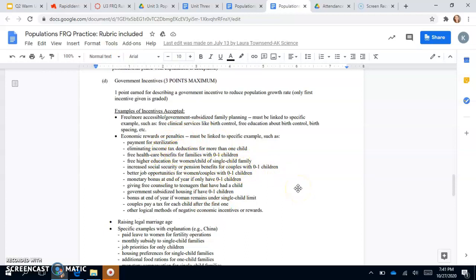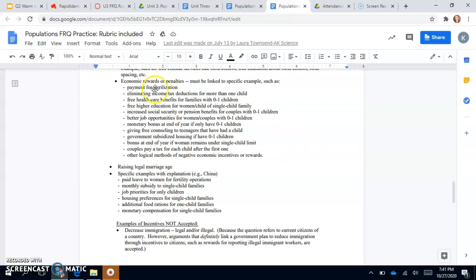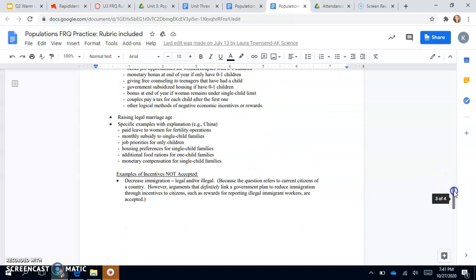Monetary bonus, free counseling, government subsidized housing, if you have less than 2 children. Bonus at the end of the year if a woman remains under a single child limit. This is kind of sad. It's a little bit sad, but these are incentives. And if we notice, most of these incentives come in the form of a monetary gain. So you are incentivized not to have children because you can make some money, which is always good. Raising the legal marriage age, and specific examples with explanations like China, paid leave to women for fertility operations, monthly subsidy to single child family, again, money. All of these are monetary.